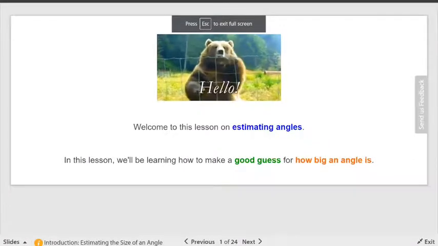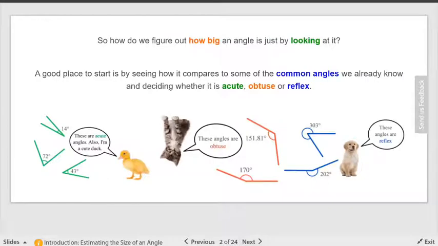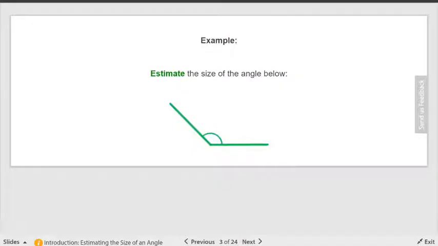Now, in this lesson, we're going to talk about just estimating, right? If you look at an angle, you can give a pretty good estimate of the size of it, right? So just remember acute, obtuse, reflex, etc. So, estimate the size of the angle below. Is it smaller than 90 degrees? No. Is it 90 degrees? No. Is it 180 degrees? No. Therefore, it's obtuse, somewhere between that.